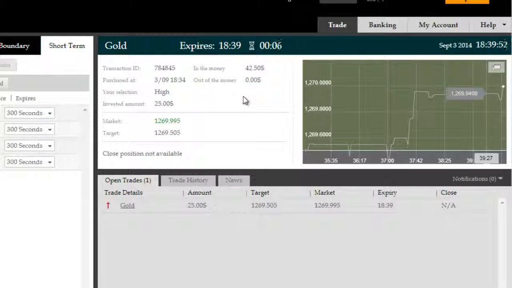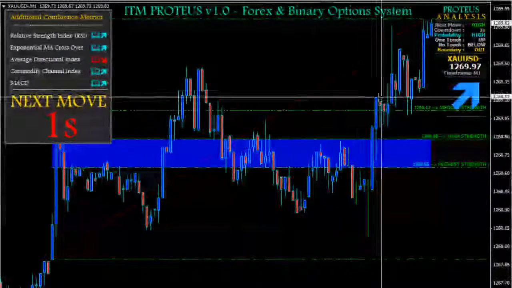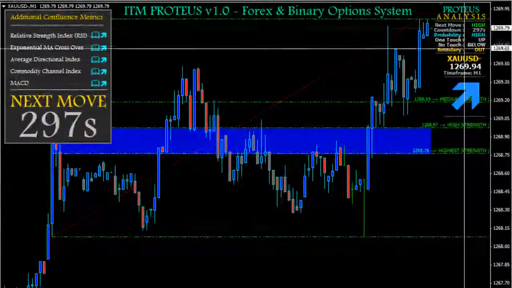So we've got roughly 6 seconds remaining to expiry here, and the trade is continuing in the long direction. We will be expiring very comfortably in the money here now. So we have expired for a $17.5 return here on this $25 investment.